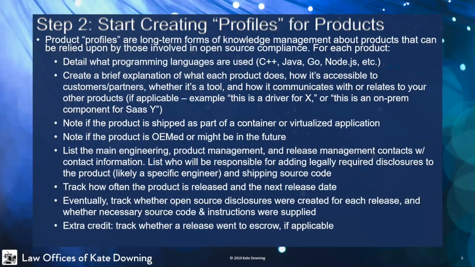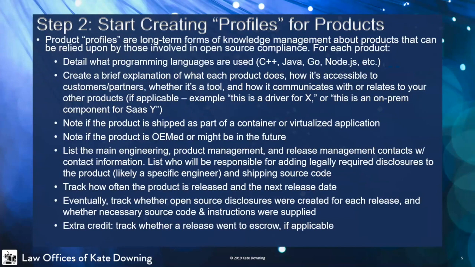You'll want to track also how often the product is released, because this will affect the compliance process. Something that ships only twice a year, for example, is going to have a slightly different compliance process than something that is subject to agile development and is a SaaS, where you might push updates to it several times a day. So how often that product is released will affect your process and how you think about compliance.